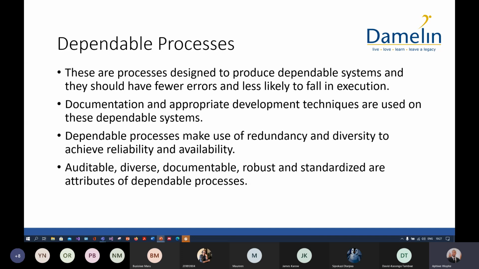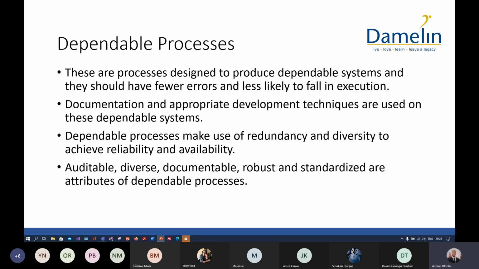And dependable processes make use of redundancy and diversity to achieve reliability and availability. Making sure that there are proper backups, and in terms of diversity, how do you accommodate different users? Some users may want to use the system using a web browser. Some users may want to use the system using their mobile device. So diversity is also one of the most important aspects in redundancy.